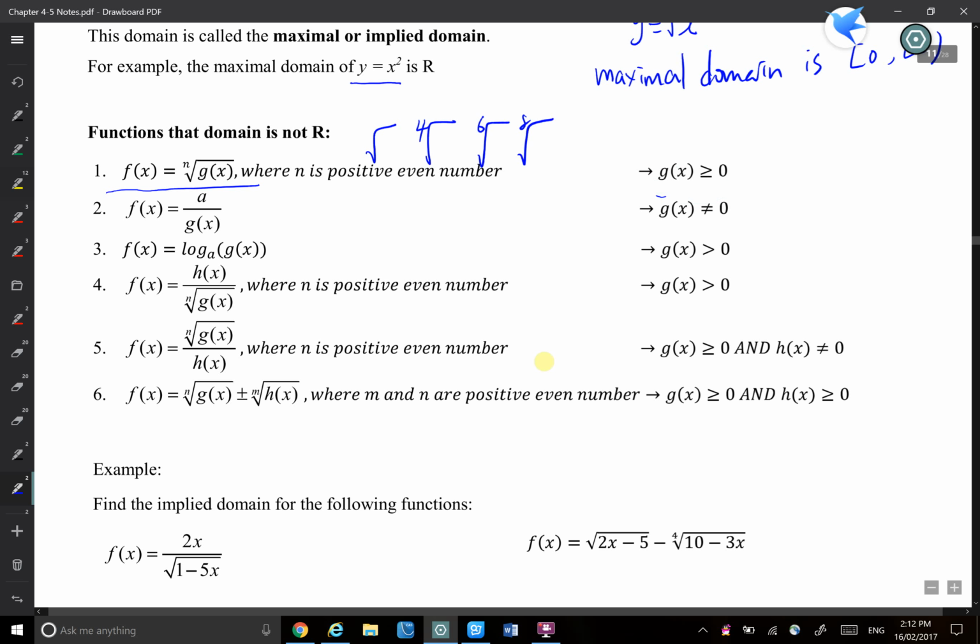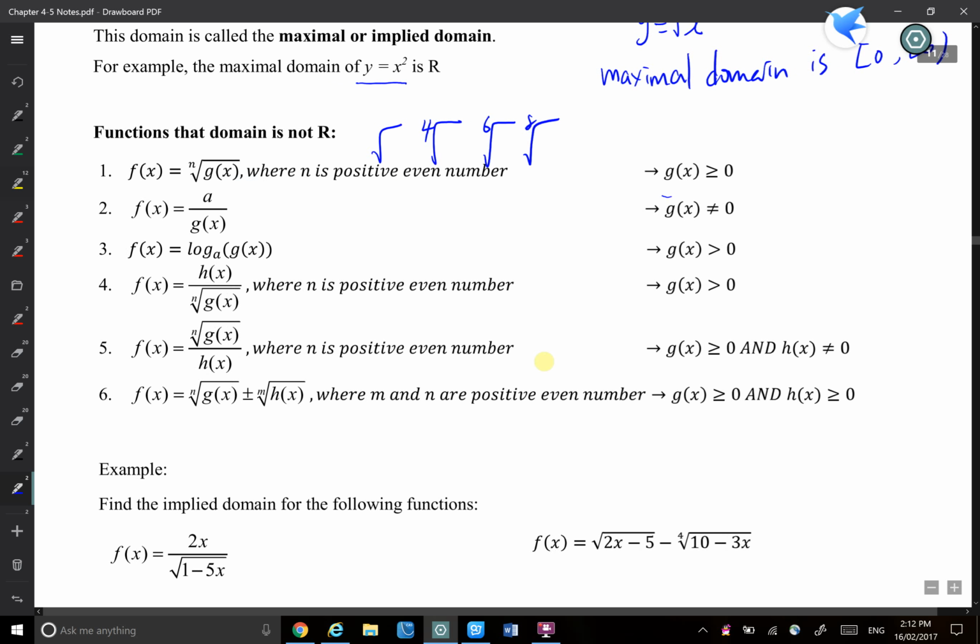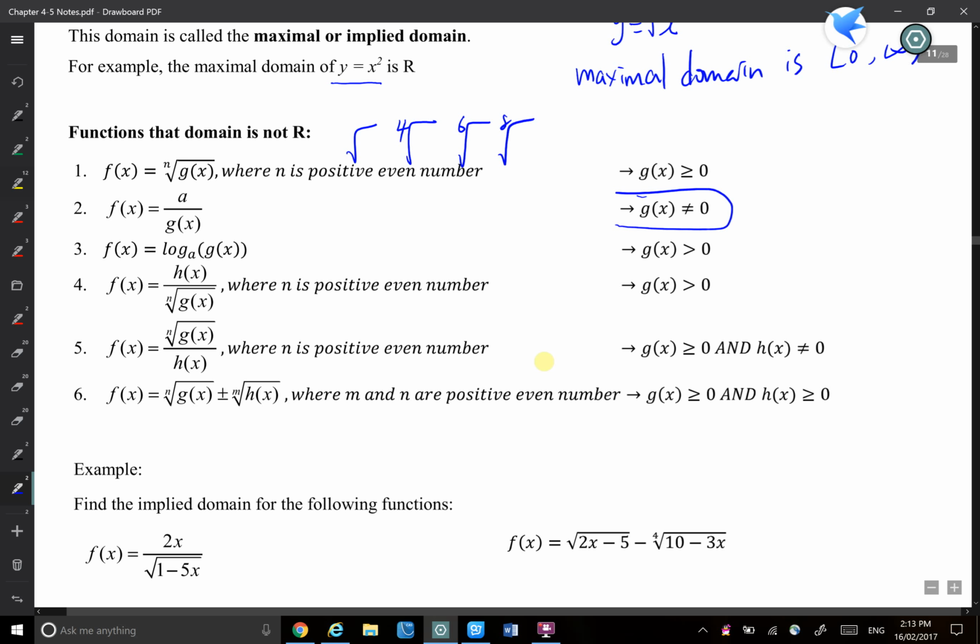Okay, next thing is a fraction. A fraction needs g(x) not to be 0. It's the denominator. The denominator cannot be 0.